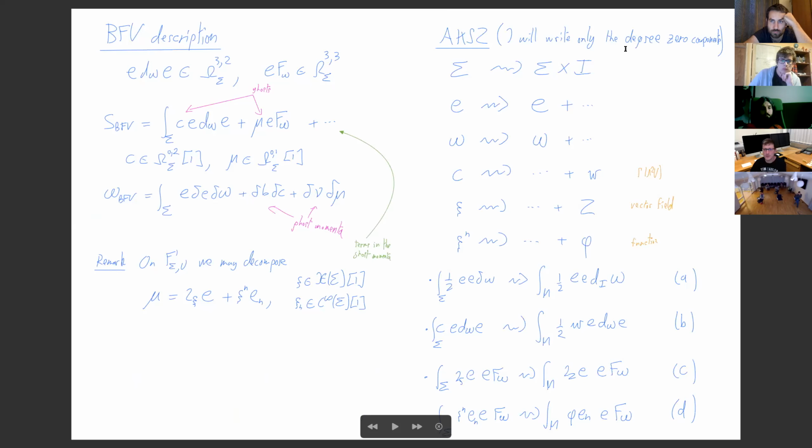Now you have to do the AKSZ construction. You pass from sigma to sigma across the interval, and you have to replace the coordinates. Now our coordinates on this target are E, omega, C, psi, and psi n. I will ignore the momenta, and you have to replace them by functions and one forms. Here I want to just consider a classical theory, so I will only write the terms in the AKSZ construction that have degree 0. So here I just take the functions.